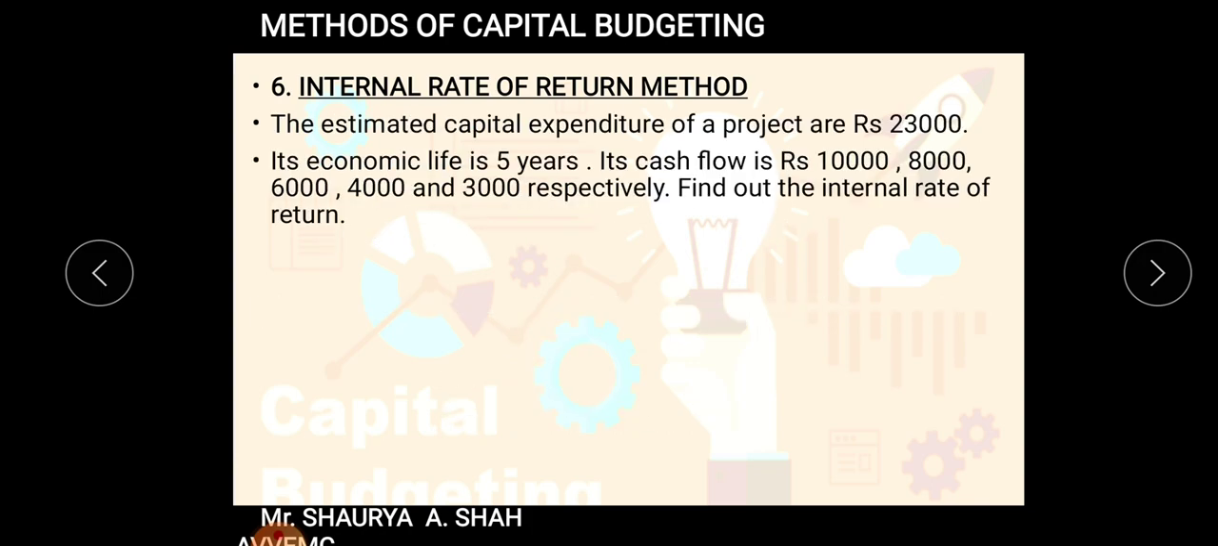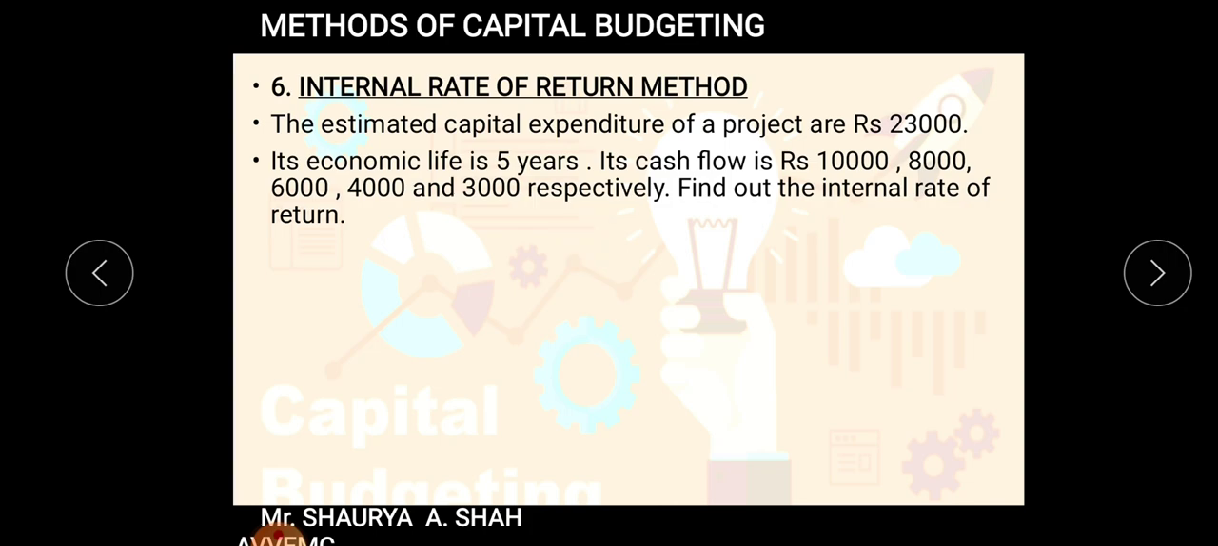What is the sum all about? A very short sum. The estimated capital expenditure of a project is 23,000, right? So what is the actual investment, the original cost? That is 23,000 rupees. What is the economic life? It is 5 years, right? So in all, the economic life of the project is 5 years. Its cash flows are 10,000, 8,000, 6,000, 4,000 and 3,000 respectively. So you have been given, students, the cash flow for 5 consecutive years. You need to just find out the IRR, right?